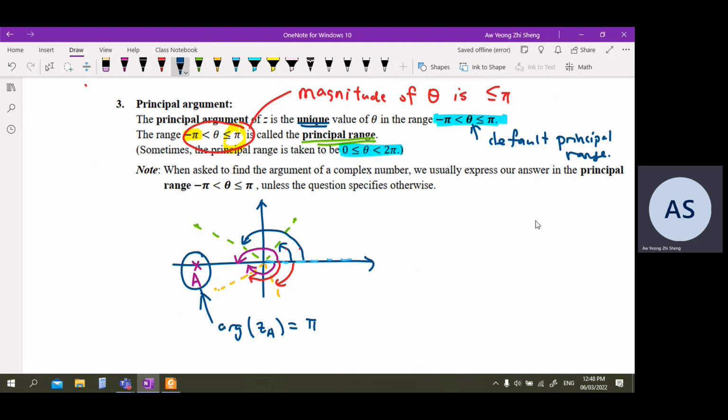If the question wants you to take the principal range to be from 0 to 2 pi, they will specify. If they don't specify, we'll take the default. The note down here says when we are asked to find the argument of a complex number, we will by default express our answer in the principal range from minus pi to pi unless the question specifies otherwise. That means if they ask for the argument of some complex number, we'll only give them one answer. We are not going to list down the infinitely many answers. We'll only give them one answer in the principal range.